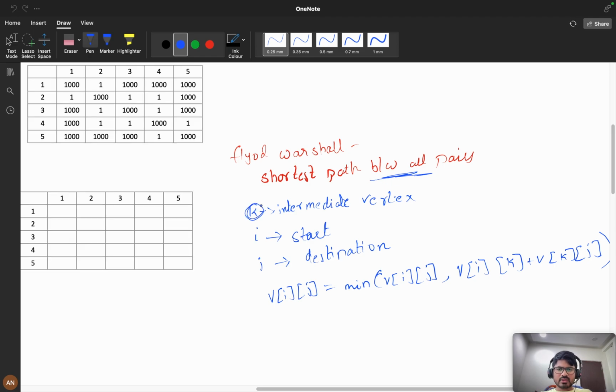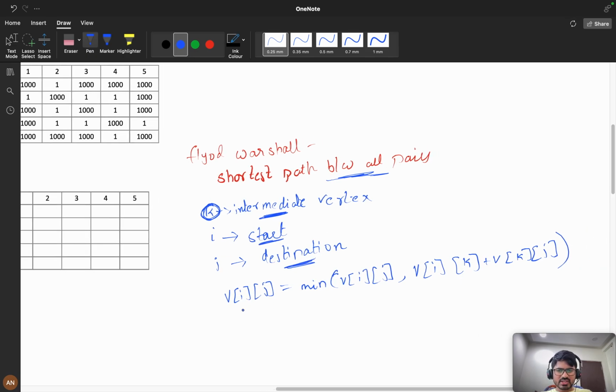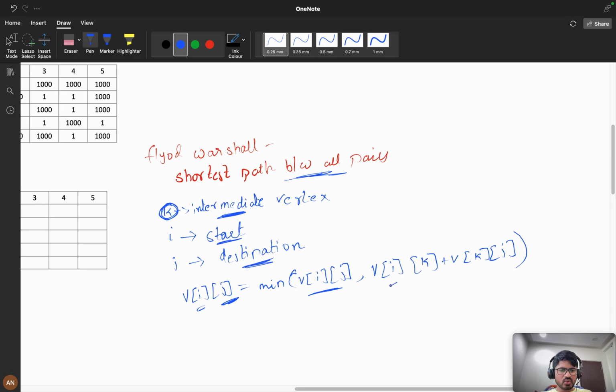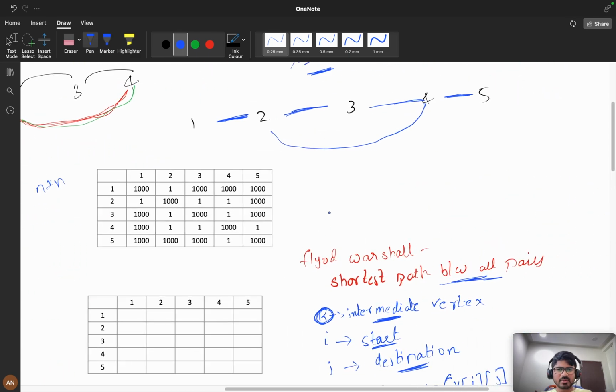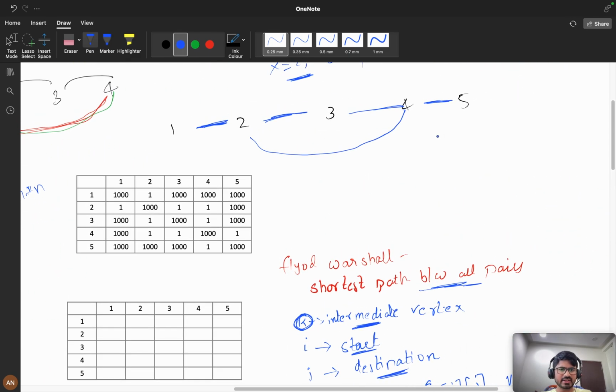The algorithm states that if you take the intermediate vertex k, and my start is i, my destination is j, if I want to reach i to j, then minimum of v of i j, or first I will go from i to my intermediate vertex, then from intermediate vertex to j, v of ik plus v of kj. Let's see for 2: if I am taking 2 as my intermediate vertex, and I want to reach from 1 to 4, first I will reach 1 to 2, then 2 to 4.